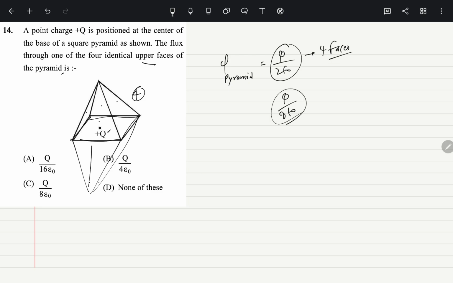Okay, so that is the answer. So hope you understood. So option C is correct. Let's move to the next question.